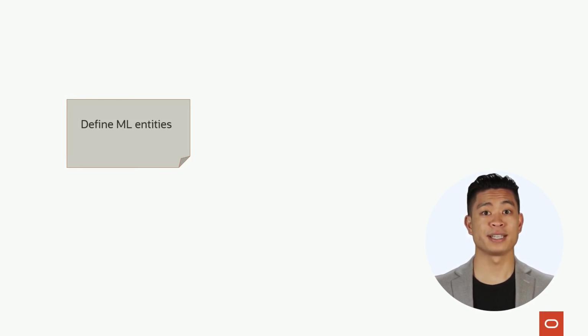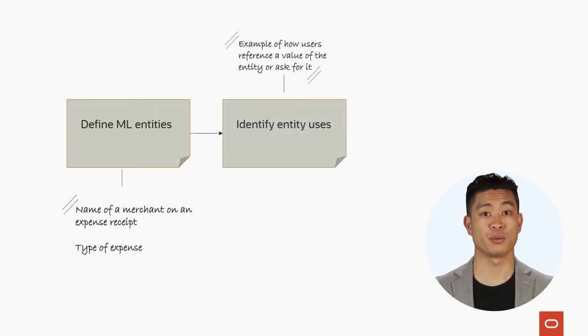First, we need to carefully identify which information in a message requires an ML entity. The name of a merchant in an expense report is a good example. Then we need to identify examples of how users would reference that merchant in utterances. This design exercise helps identify and narrow the exact use case for which we need to gather data.